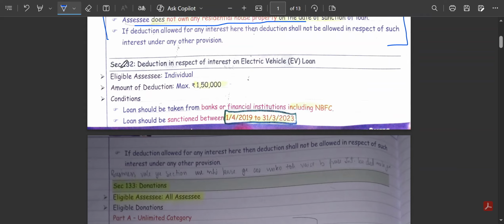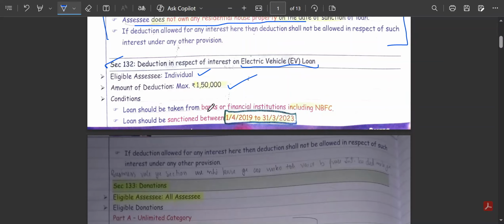Moving on to the next one, which is Section 132. This is again a deduction in respect of interest, but it is for obtaining an electronic vehicle, an EV loan. The interest we pay on such loan, Section 132 covers deduction for that. Again, the eligible SSC will be an individual, and the amount of deduction would be a maximum of 1,50,000 rupees. And again, there are a few conditions which we need to fulfill in order to be eligible for this deduction.